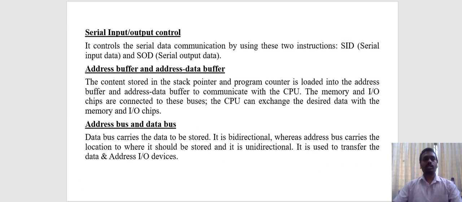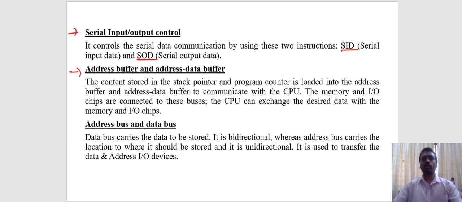The next unit is the serial input output unit. There are two lines, SID and SOD, serial input data and serial output data. By this unit, the microprocessor can transfer data serially. Another unit is the address bus or data bus buffer. So this is a buffer unit.